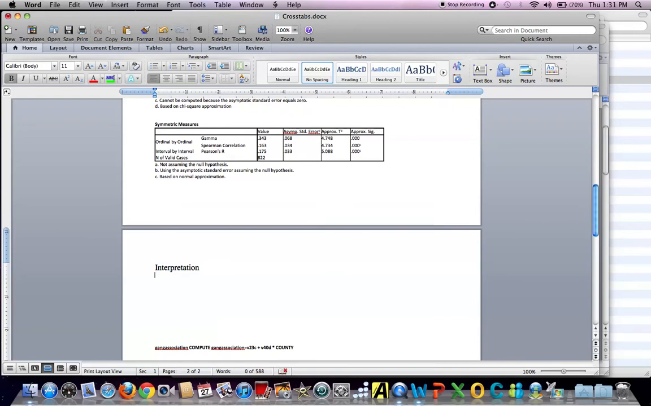Okay, there are elements that you want to include here, and the first line of your interpretation will include identifying the dependent and independent variable, identifying the independent and dependent variables, strength, and direction if needed.